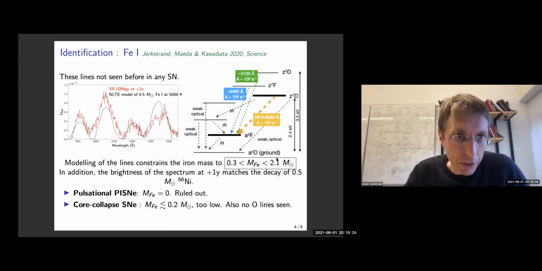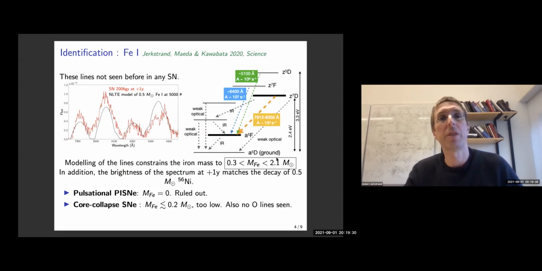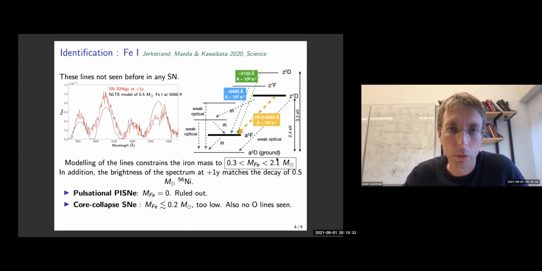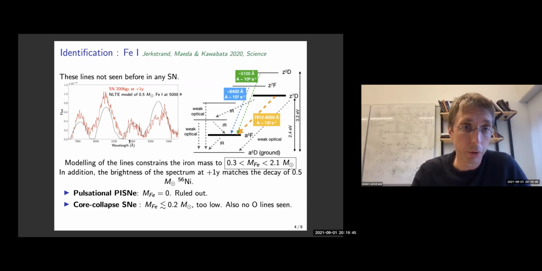So the important breakthrough came by finally being able to identify the lines. So we demonstrate in this paper from last year that one can very convincingly show that these lines must be due to iron I. What you see here are the observed lines compared to predictions.